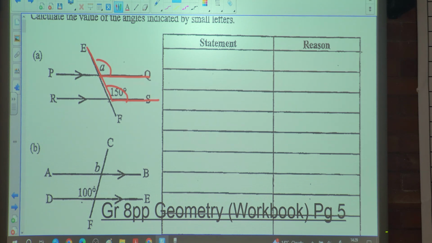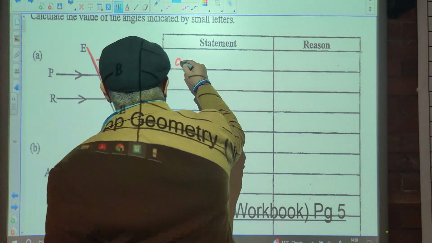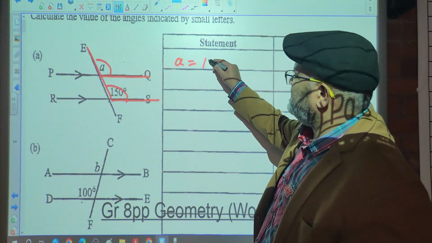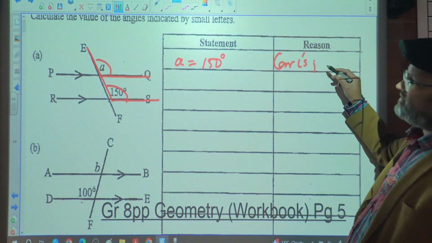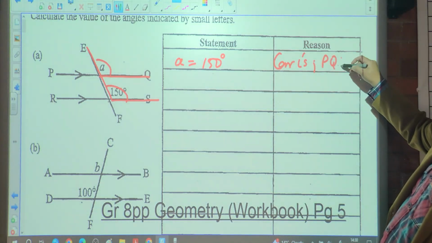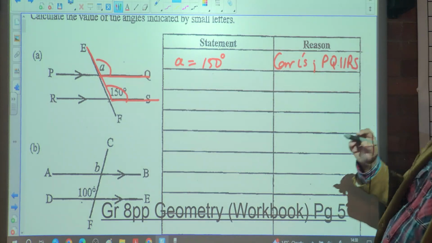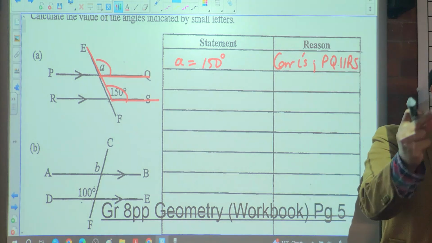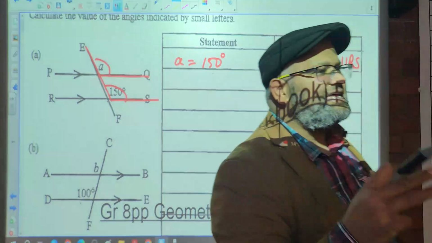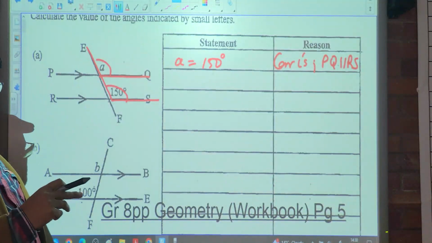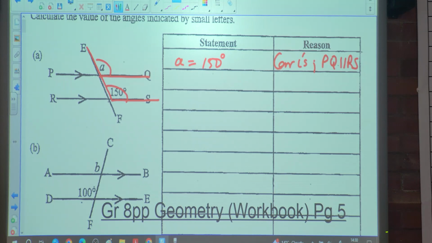Yeah. So let's go. A is equal to 150 degrees. Why? Corresponding angles with PQ being parallel to RS. Remember people, if we're using alternate, corresponding or co-interior angles, we have to state the lines that are parallel. If we don't, we forfeit the mark on the reason.